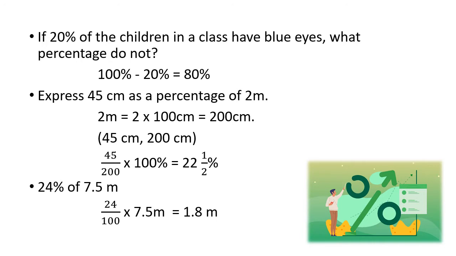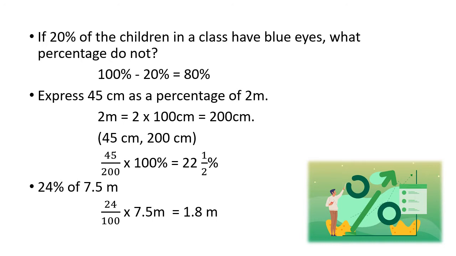Another one, express 45 centimeters as a percentage of 2 meters. Here we can see 45 centimeters and 2 meters are different units. First of all we have to convert 2 meters to centimeters. Then 2 times 100, 200 centimeters. 45 centimeters and 200 centimeters are the quantities.